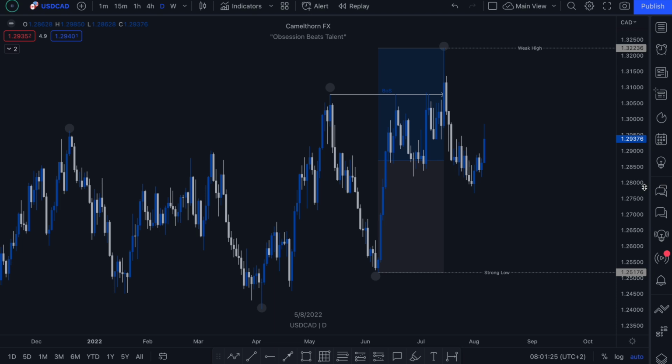Because remember, markets are fractal, and your changes in trend will first occur on your lower time frame before they occur on your higher time frame. So being able to identify things on the 1 minute chart can help you get involved just a little bit sooner.